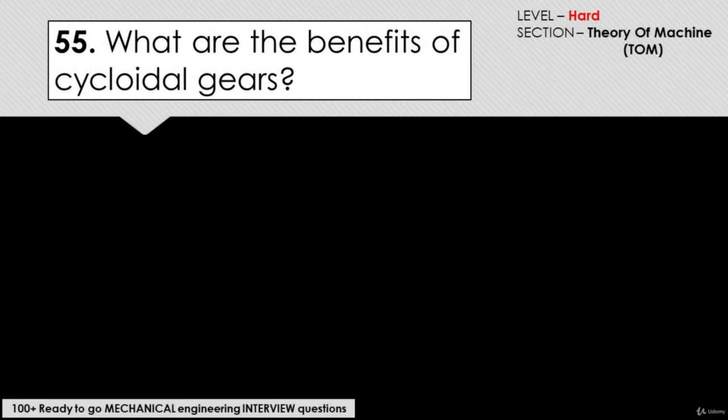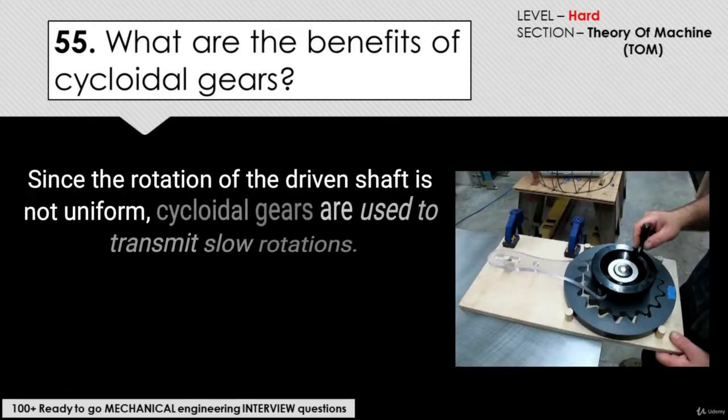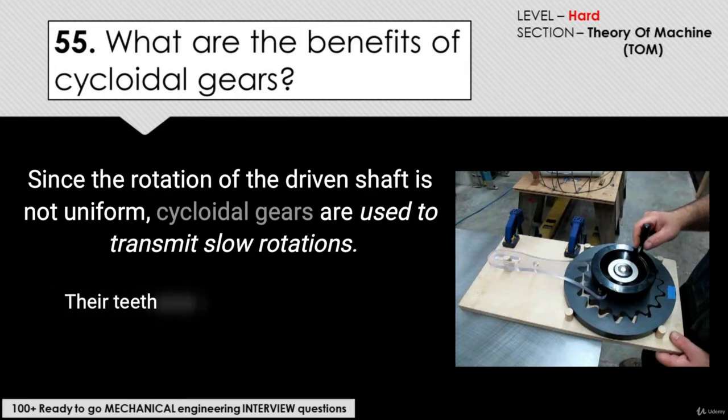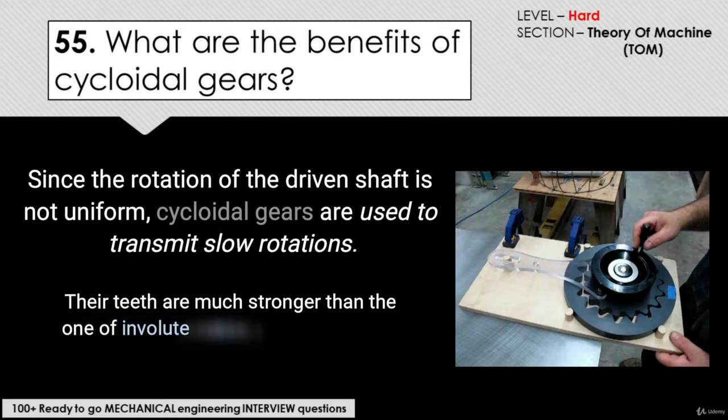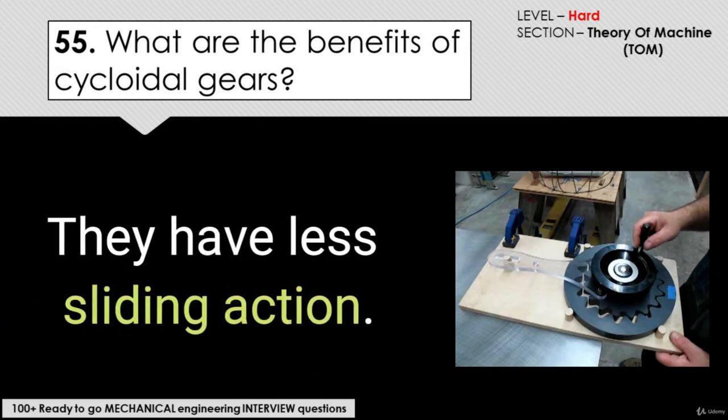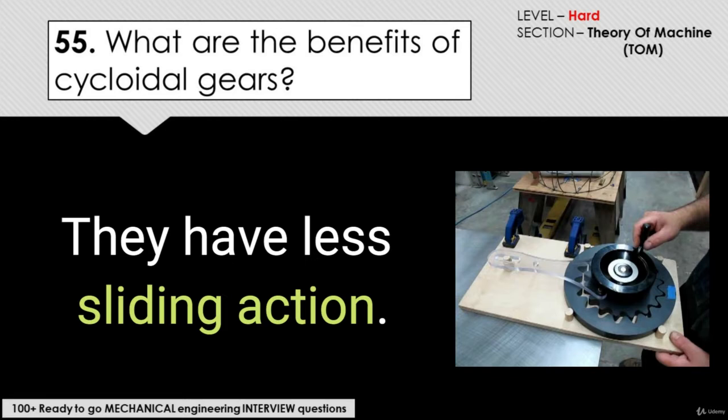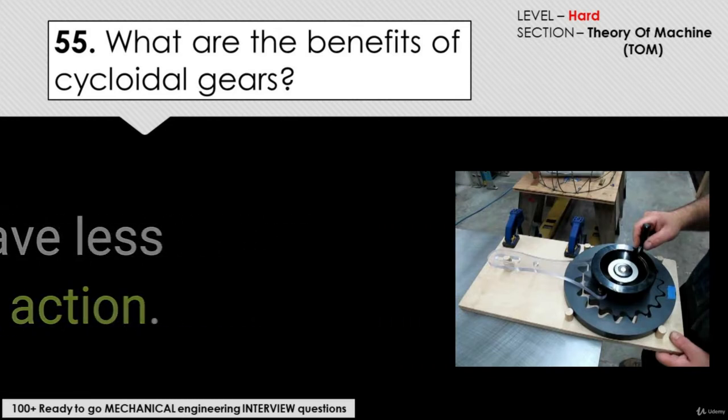What are the benefits of cycloidal gears? Since the rotation of the driven shaft is not uniform, cycloidal gears are used to transmit slow rotations. Moreover, their teeth are much stronger than those of involute gears, since their flanks are not radial. Another advantage of these gears is that they have less sliding action.